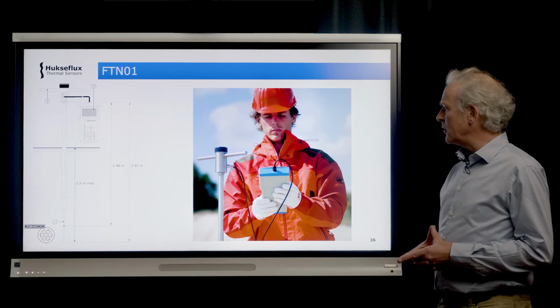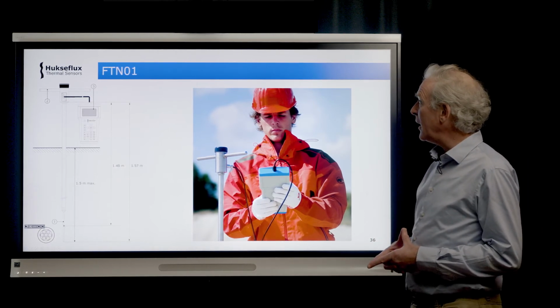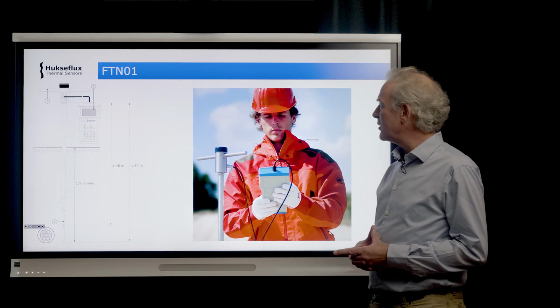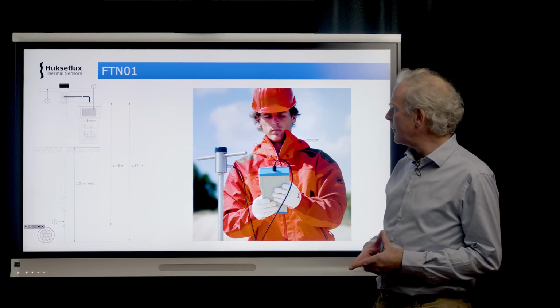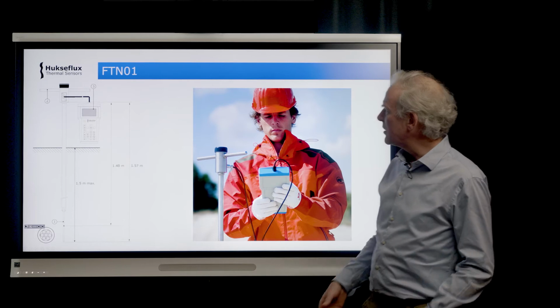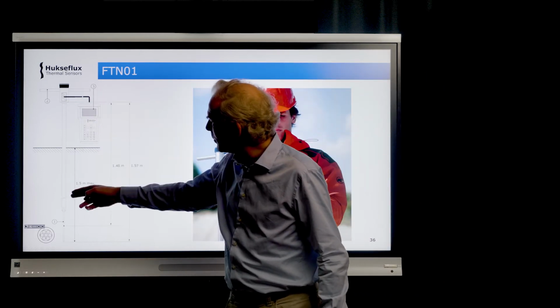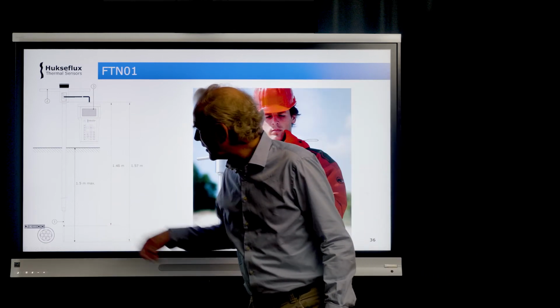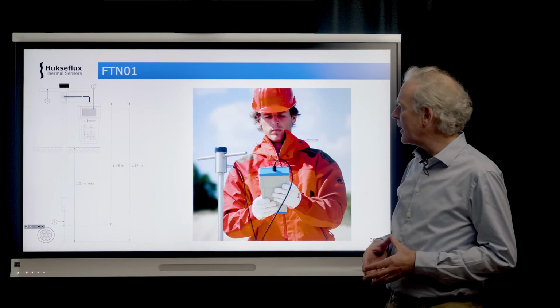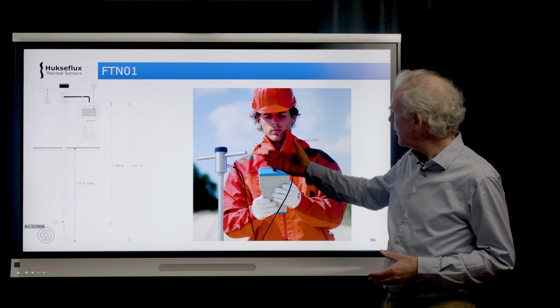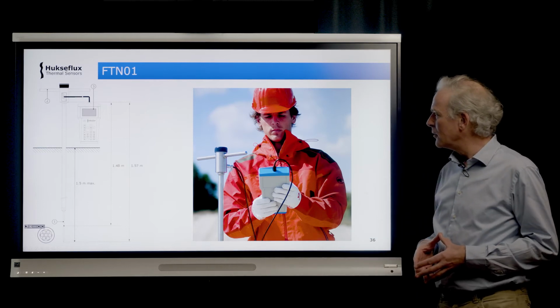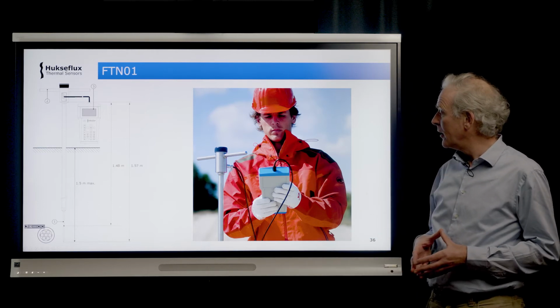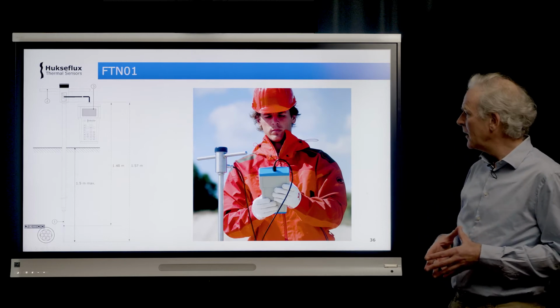The first system that we sell at HuxFlux is our FTN01 system, Field Thermal Needle. It consists of a 1.5 meter rod plus a needle at the end. And here you see a picture of the system in use. It also contains a handheld readout and control unit.